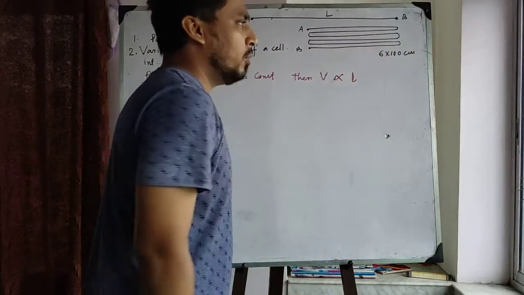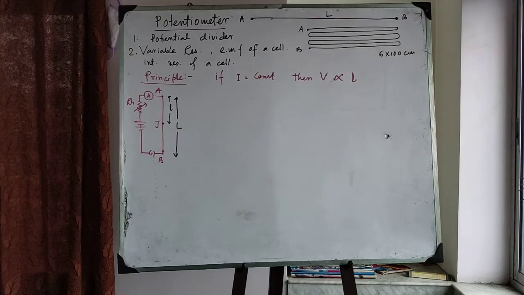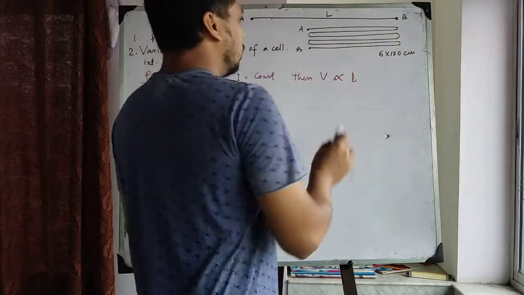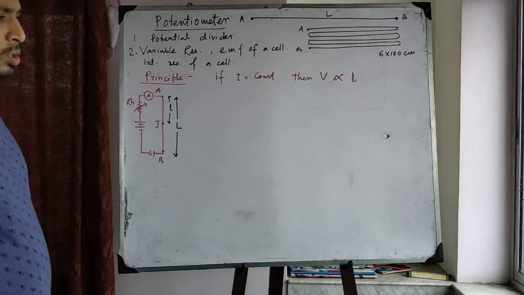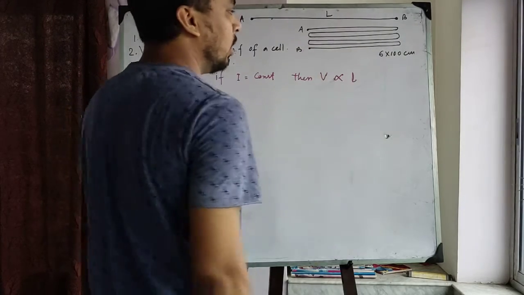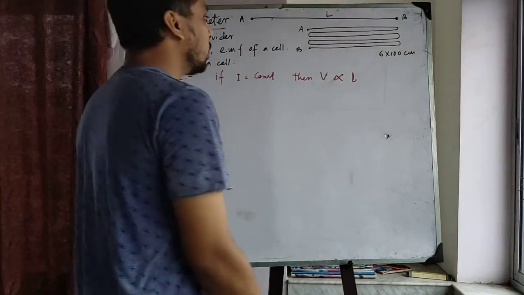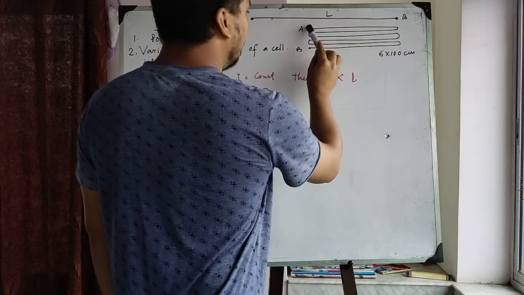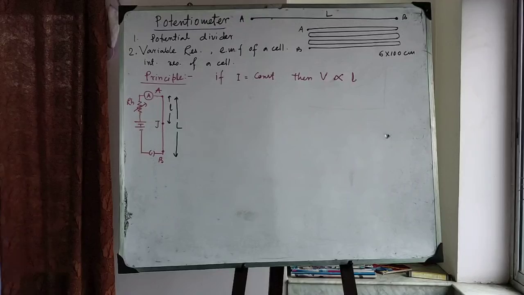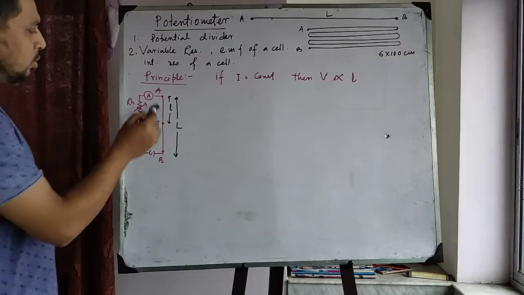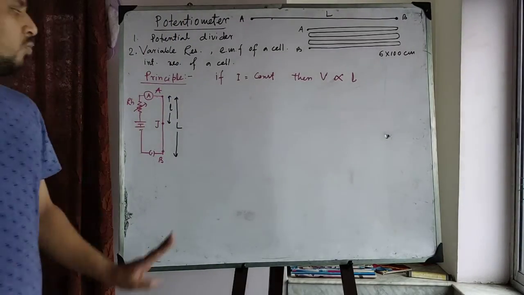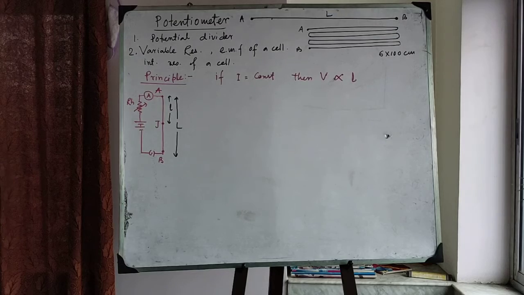we bend the wire at the end of each 100 centimeter. So here is a construction of a 6 meter long potentiometer, that is 6 wires, 1 2 3 4 5 6. So 6 into 100, that is 600 centimeter, that is 6 meter. How the wires are connected, you can see the entire arrangement. In the circuit diagram we will simply use a straight wire.